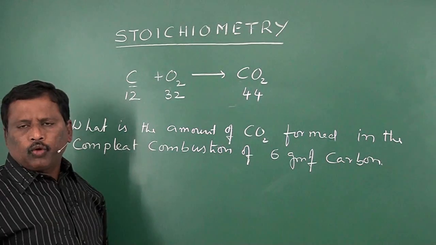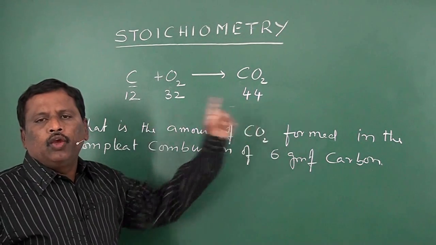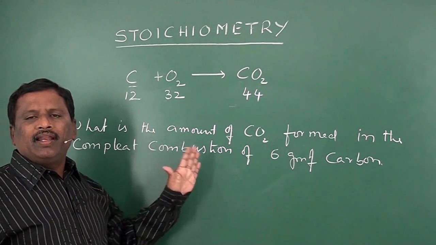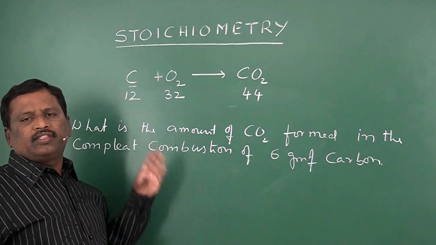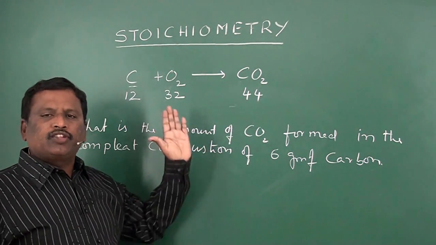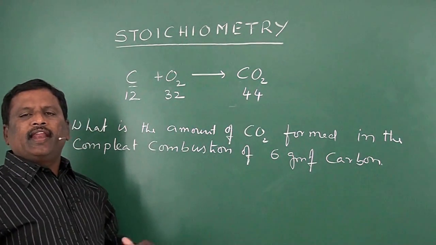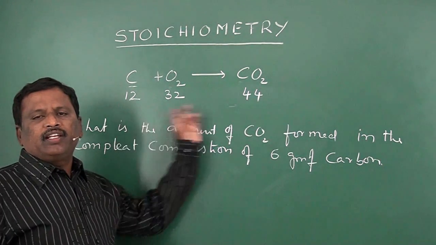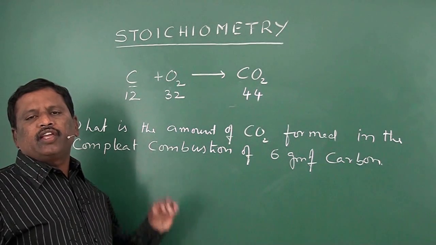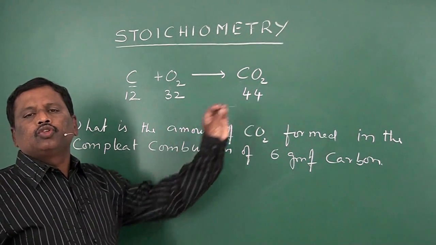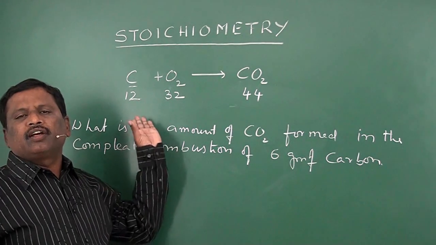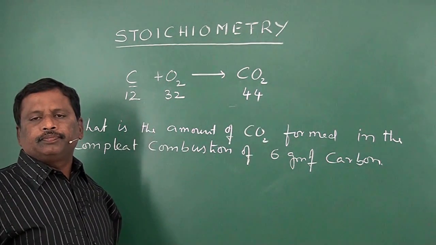Then in the second step, what you have to do? You should verify whether the written reaction is balanced or not. So 1C, 2O, 2O. So it was balanced. Now after balancing the chemical equation, the next step, you should write the units under them. How many units of carbon is reacting with how many units of oxygen to produce how many units of CO2. That will be based on their atomic weights.